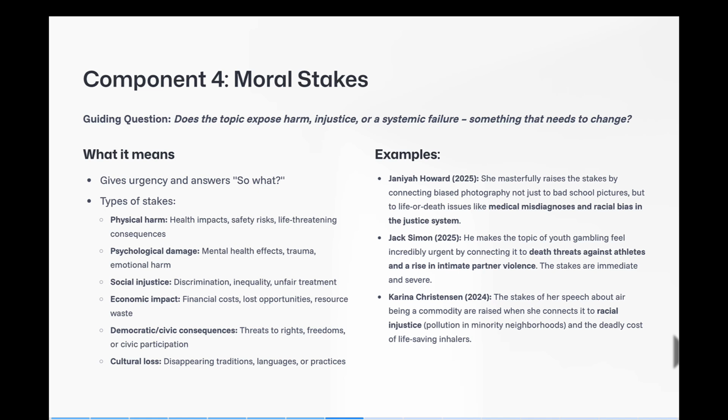But if you look at these examples here, the bottom one in the speech about air. Now, I don't typically think about air as having some sort of moral stake or harm or injustice or systemic failure that has serious implications. But that speaker did a really good job of connecting the commodification of air to racial injustice, like pollution in minority neighborhoods, and the deadly cost of life-saving inhalers. Bringing the stakes to something that is surprising is really a good combo meal, right? If I am being surprised by what I'm learning about this and you bring it to moral stakes, that's such a good combo. So that's why, again, it's a key conceptual framework to have here.